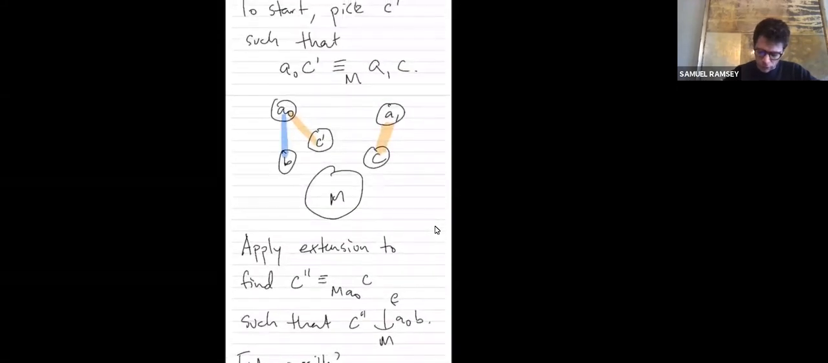Okay, so let's go back to our picture. Now we've chosen some other C prime, sorry, which looks the same, but notice now is very far away from B. It has no relations with B. All right, so now let's do some more forking calculus.